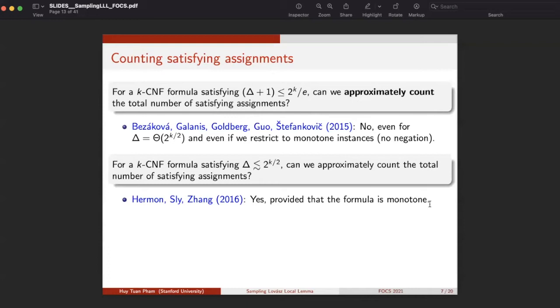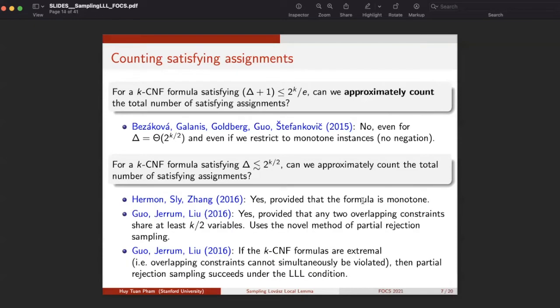It turns out that in the case of monotone formula, the answer is indeed yes, and this is given by a work of Pham, Lai, and Jain. And in other works of Guo, Jerrum, and Liu, approximate counting and sampling algorithms are also provided, assuming certain structural properties of the k-CNF formula. For example, if they are extremal, or if two constraints are either disjoint or overlap in many variables.